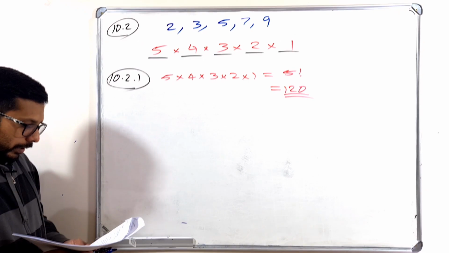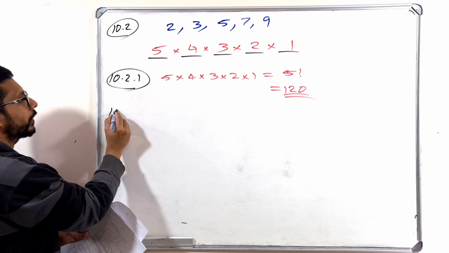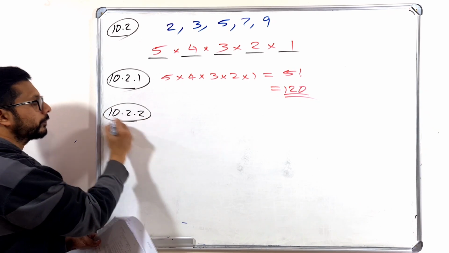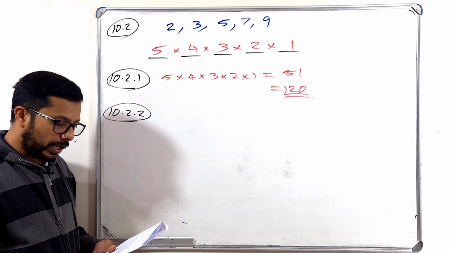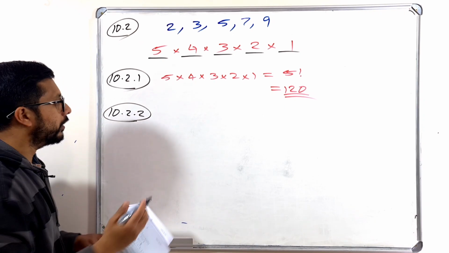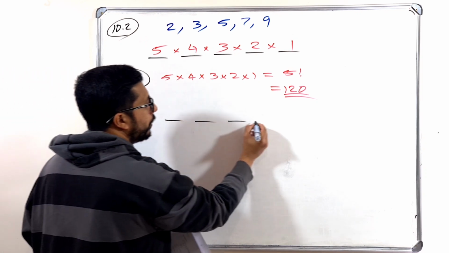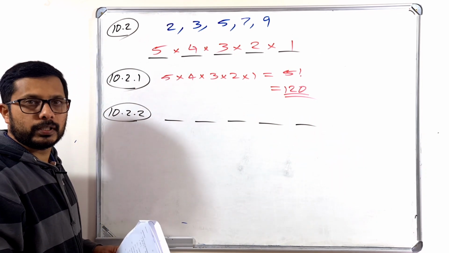Okay, now next question number 10.2.2. What is that question? Repetition of digit is allowed in the code. So in this question, with digits 1 2 3 4 5, repetition of the digit is allowed. What is the meaning of that?